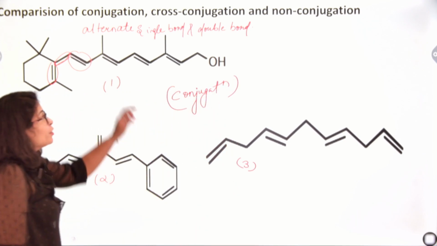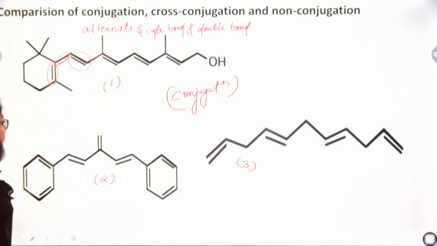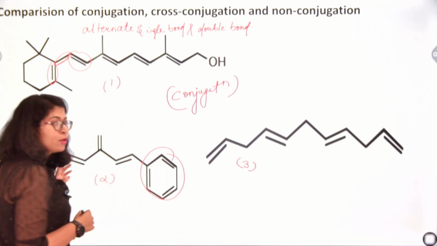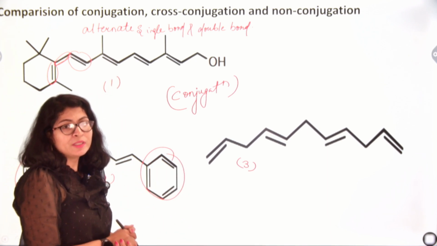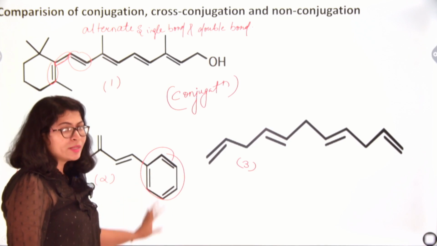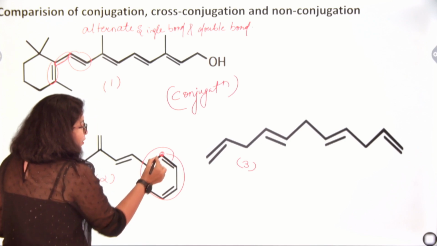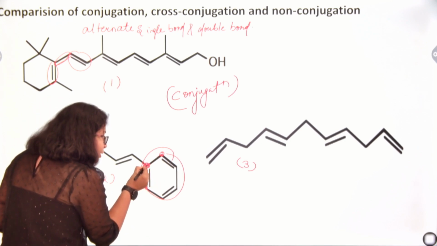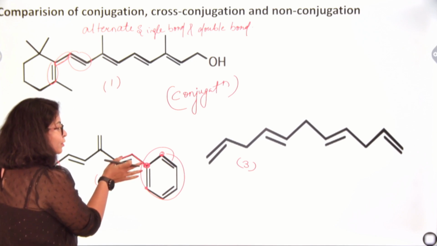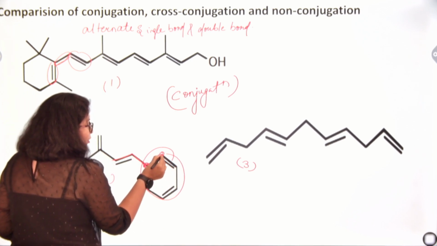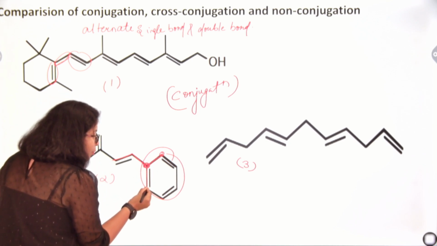Now if I see cross conjugation, look at this structure. This is a benzene ring where all the carbon atoms are in conjugation with each other. If I compare this also, this is a benzene ring. Here also all the carbons are in conjugation with each other. There is alternate double bond and single bond. But look at this carbon and this carbon. This carbon is intervened by a carbon which extends the conjugation outside the ring also. For example, if I am considering this carbon, for it there is a single bond, double bond, single bond.